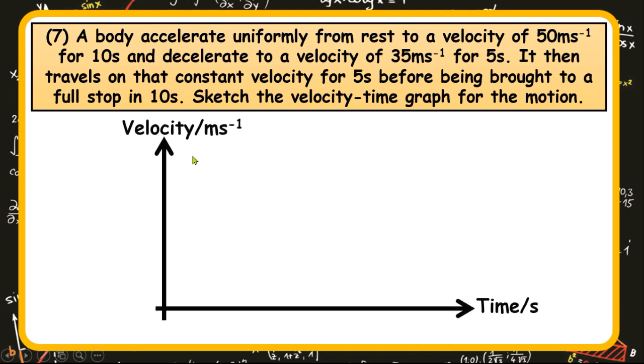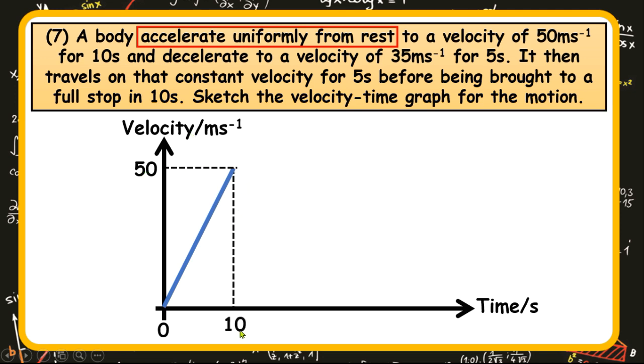Okay, so first, the body accelerates uniformly from rest. So the starting point now is rest. Rest means 0. And the nature of the graph there is uniform acceleration. So that is how it is. Uniform acceleration. And it got to 50 meters per second in a time of 10 seconds. So that is the first graph.